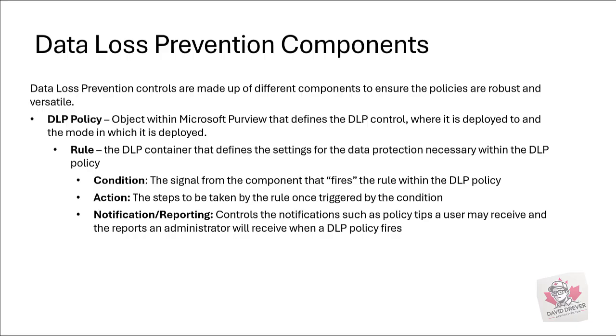A policy also contains the rule. This is the part of the policy that actually does something. A rule, in turn, has three main parts. The first is the condition. Basically, this is what the policy is looking for, such as content shared externally or restricted content shared internally. Basically, what do you want the system to watch for and in turn stop or control or alert?